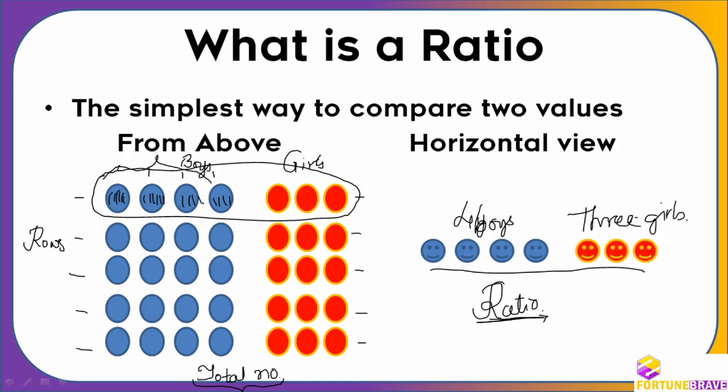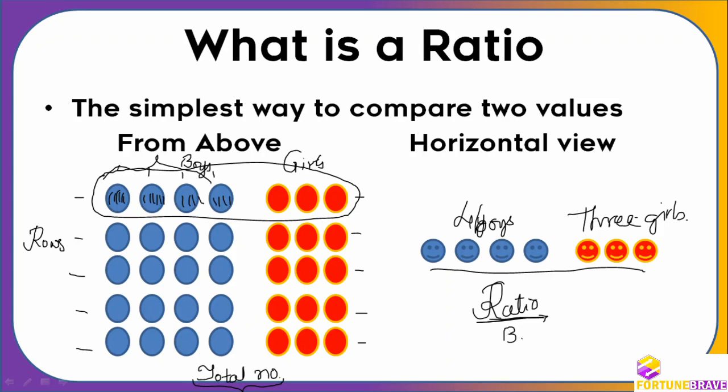Now try to understand, this is the real definition. For every 4 boys, there are 3 girls in the class. Are you able to understand? We do not know exactly how many are there. From the horizontal view, I can only say that for every 4 boys there are 3 girls, or for every 3 girls there are 4 boys. This is called the ratio.